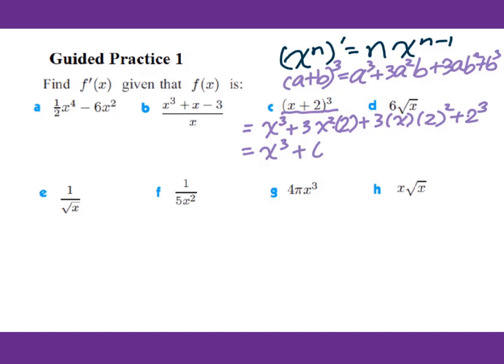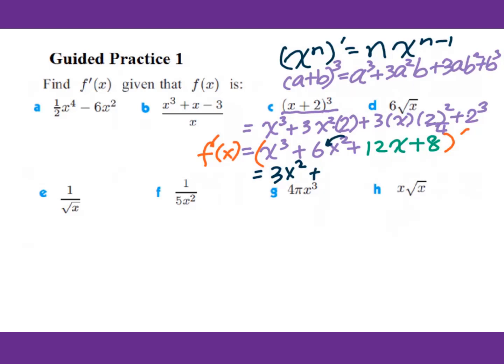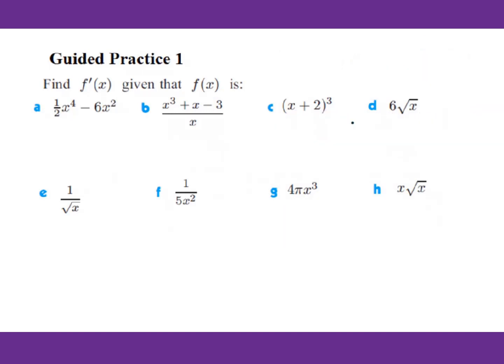Then we organize, you will get 6x squared plus, this is a 4, so 3 times 4, that's 12x plus 8. Now we do the derivative for that. You will get 3x squared plus, drop down, 6 times 2 is 12x, 2 minus 1 is x to the first power, plus 12, because the derivative for x is 1. 8 is gone, constant number is 0. Then this will be the derivative for this C.